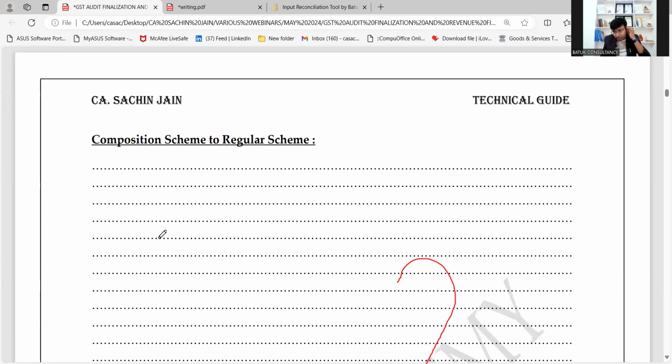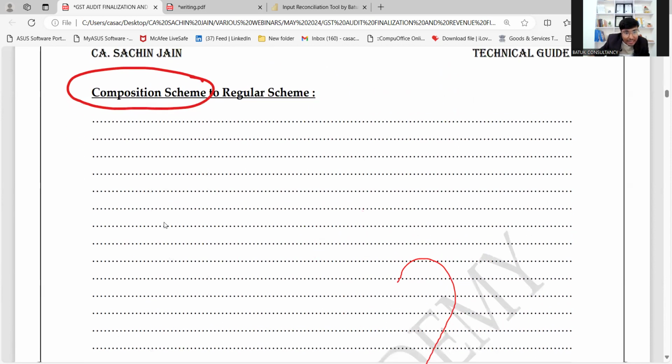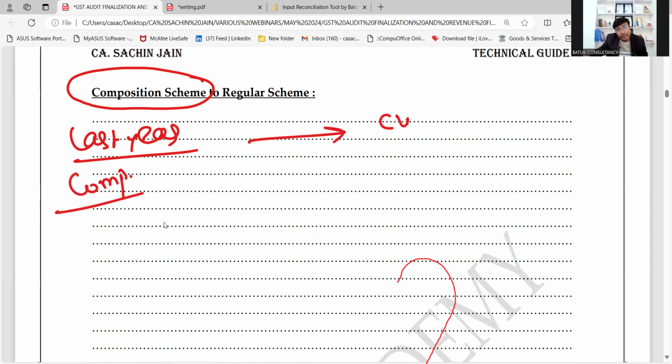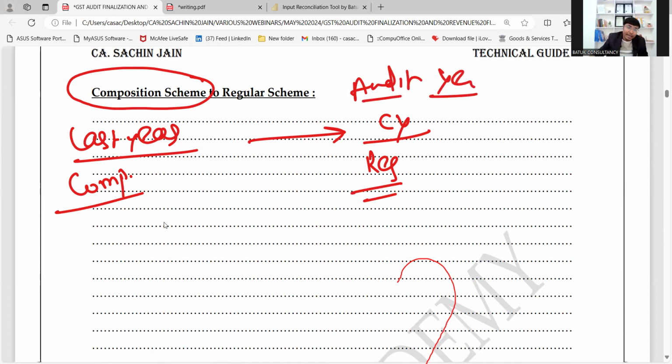Now, you also need to check whether the particular taxable person whom you are auditing was earlier, that means last year, opted for the composition scheme, and during the current year has opted for regular. This is your audit year, it can be any year, and last year that person opted for the composition scheme, and during the current year that person has opted for the regular scheme and transferred the same.